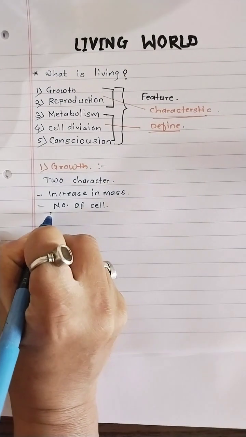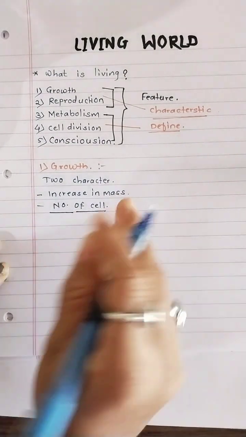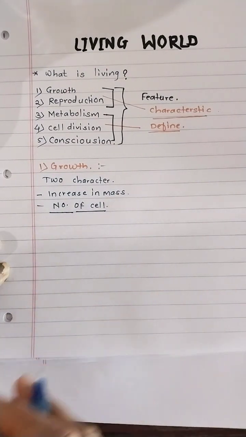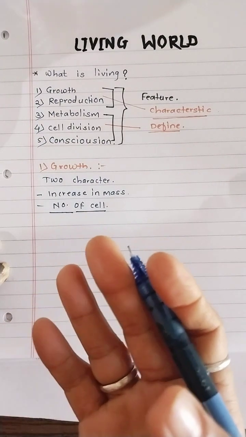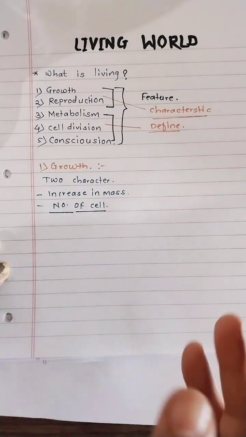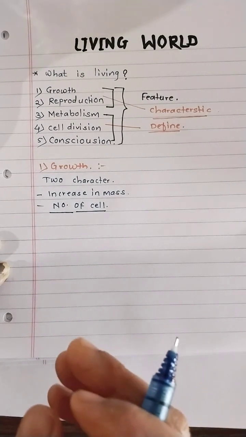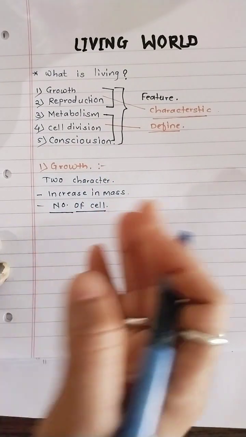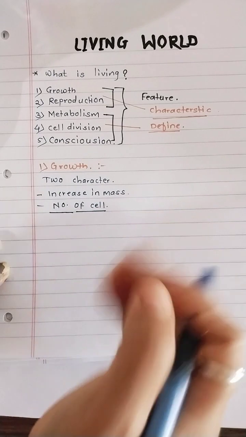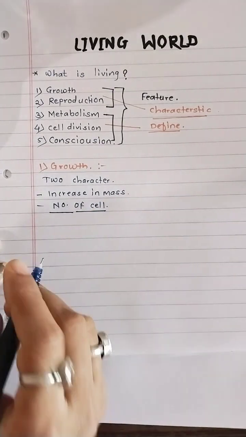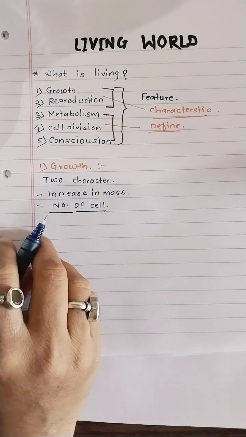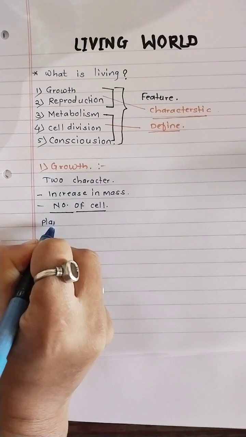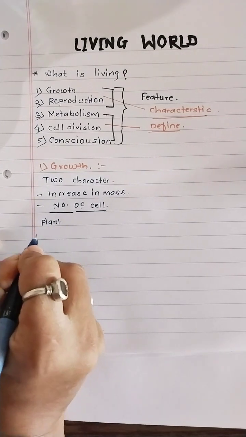The second part is the number of cells. This character is shown only in living things. Living things with one cell are called lower organisms, or unicellular organisms, and multicellular organisms are known as higher organisms. First we discuss the higher organisms, the multicellular organisms, which are mainly plants and animals.